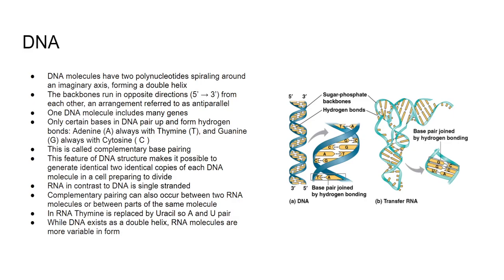RNA, in contrast, is single-stranded. DNA is double-stranded. RNA is single-stranded. Complementary pairing can also occur between two RNA molecules or between two parts of the same molecule. In RNA, thymine is replaced by uracil, so A and U pair, while DNA exists as a double helix. RNA molecules are more variable in form.